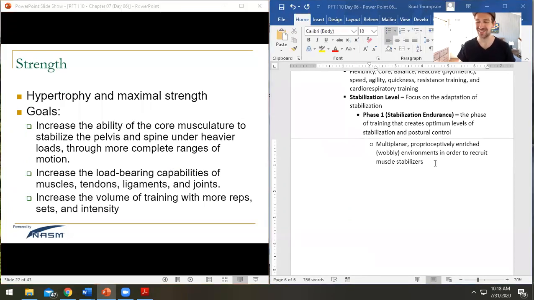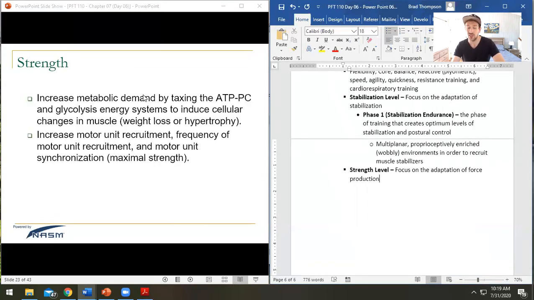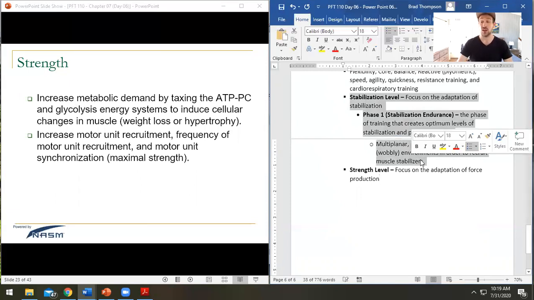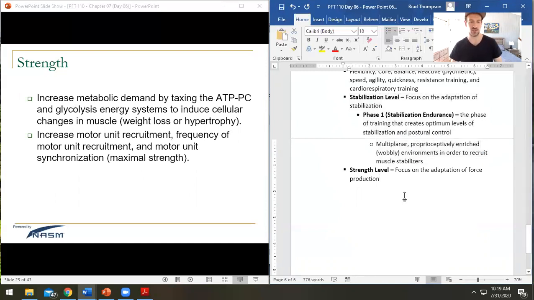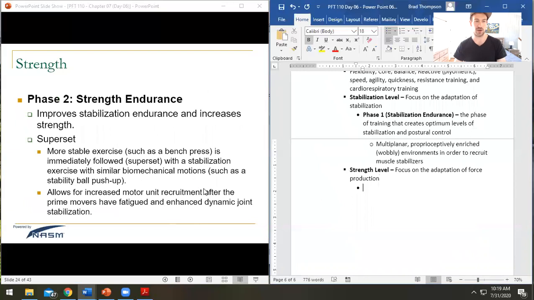So next level we've got is the strength level, which is going to focus on the adaptation of force production. Right, we are looking at strength. And so we are trying to increase core musculature's ability to move the spine under heavier loads. We want to focus on the load-bearing capabilities of our muscles. And we're primarily going to shift our focus from being very much an aerobic energy system to being more of an anaerobic energy system. So the strength level is going to focus primarily in 3 different ways.